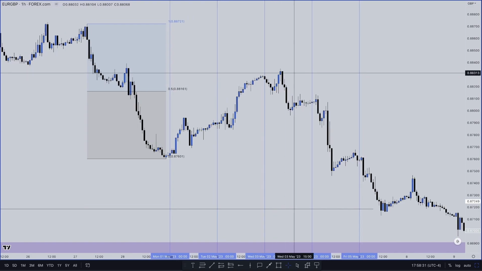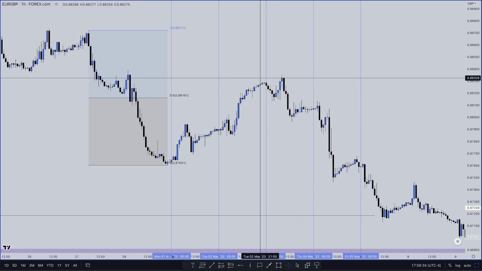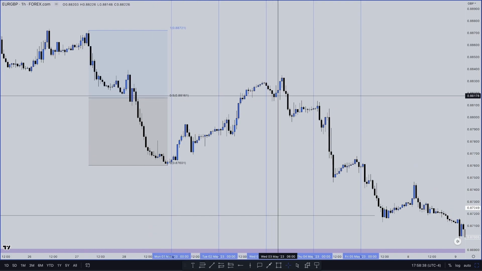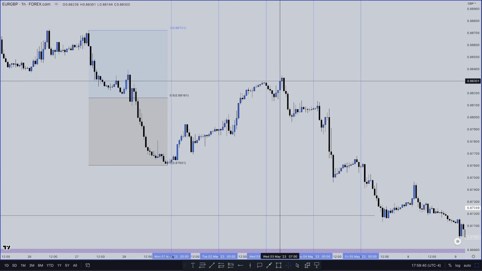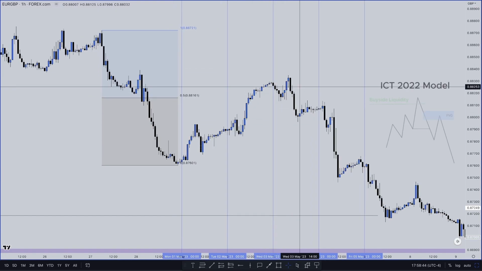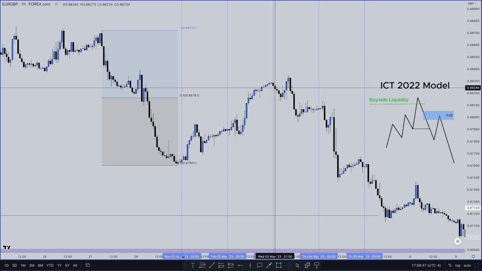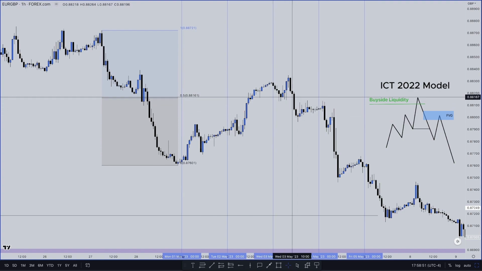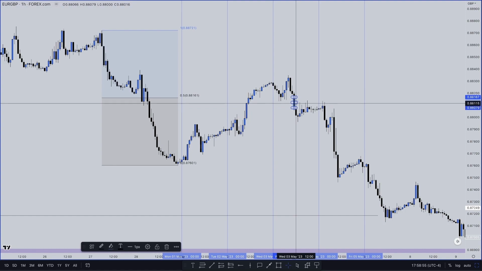So what's interesting here is how we make this swing high. In a premium above equilibrium, 50%, we trade higher, run out the buy stops, and then immediately displace lower. So you guys may also recognize this is the 2022 model, which is high, buy side taken, displacement lower, shifting market structure with a fair value gap.